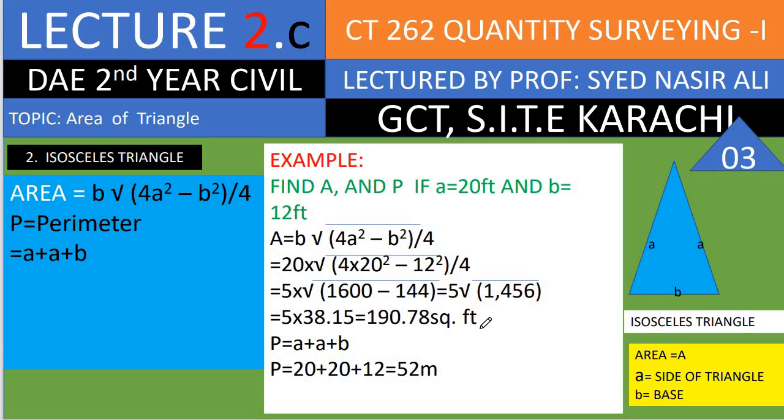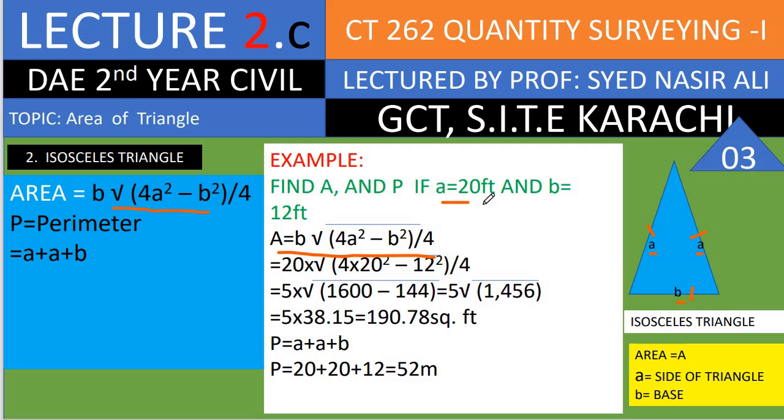For area of the isosceles triangle, this is the second triangle, the isosceles triangle. An isosceles triangle is a triangle having two equal sides and 1 base. You can see there, a is the side, a is the another side, and b is the third side. For area, we use the formula b under root 4a square minus b square, upon 4. This is the area formula.